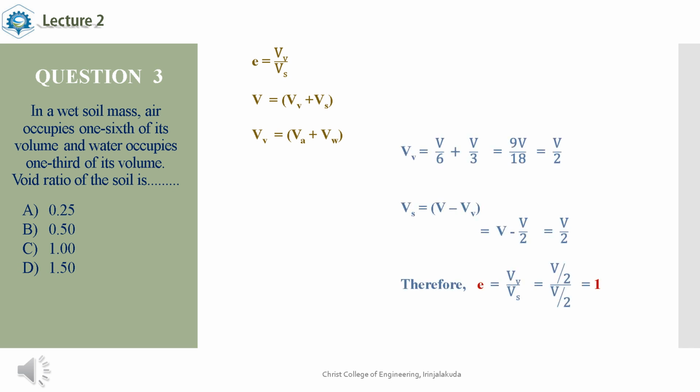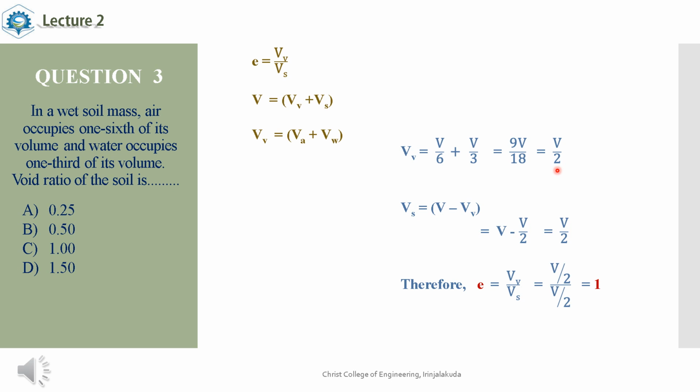And now we shall come to the question. Here it is given, air is occupying 1/6 of the volume of the soil mass. So you can write volume of air as total volume divided by 6. And water is occupying 1/3 of the volume of the soil mass. That means you can write volume of water, VW, as total volume divided by 3. So what will be the volume of voids? It will be equal to V by 2.